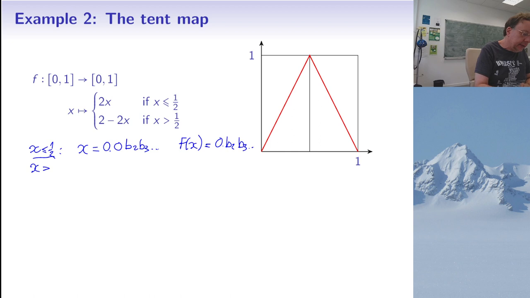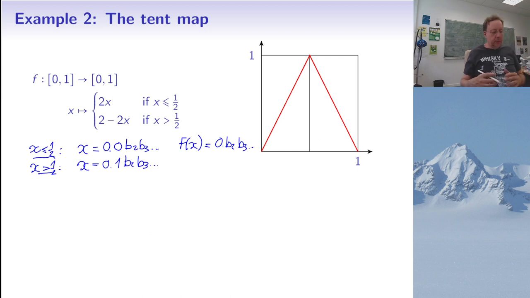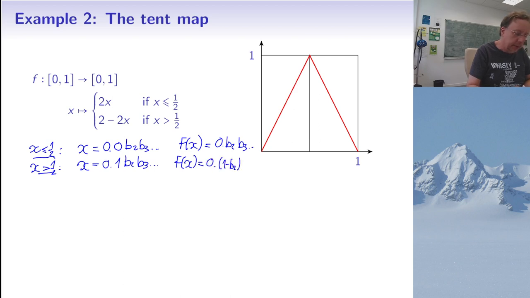However, if x is larger than 1/2, then the first digit after the dot will be 1. And so when I multiply by 2, I get this left shift, but then I have to take the negative of this and add 2. And you can check that this actually corresponds to reversing all the digits. So it will be 0 dot 1 minus b2, 1 minus b3, and so on. So every 0 is replaced by 1, every 1 is replaced by 0.